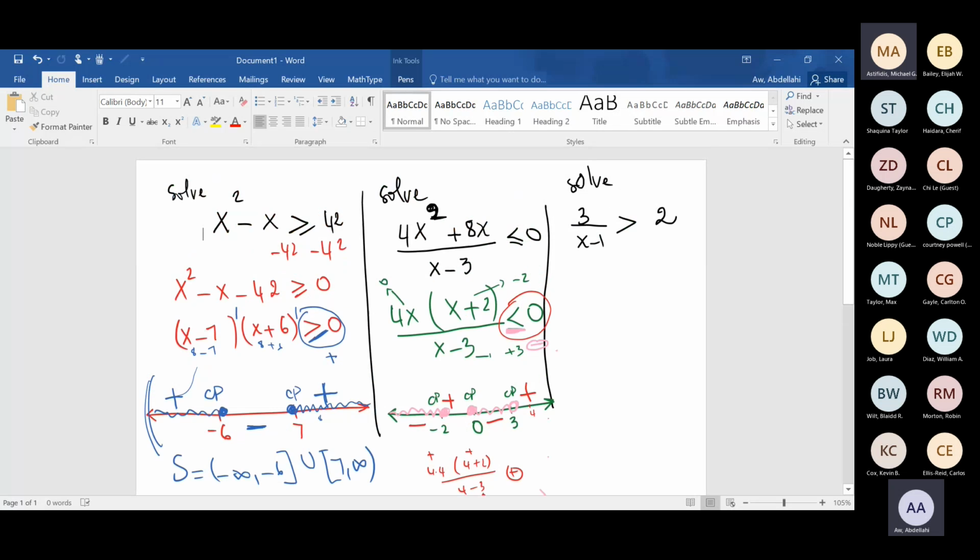The last one is a little bit different, not too much, but a little bit different. Do not multiply by the LCD. Do not cross multiply. If we have inequalities, we're going to avoid multiplying by any x's, because when you multiply by x's, it becomes very hard, right? So first, we're going to bring the 2 over to the left side. We're going to see 3 over x minus 1 minus 2 greater than 0.